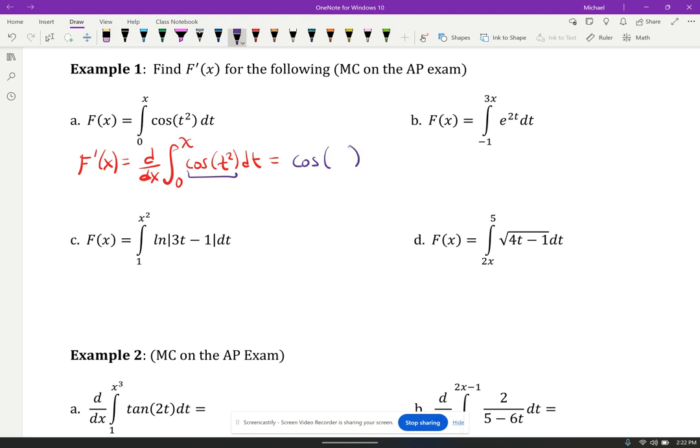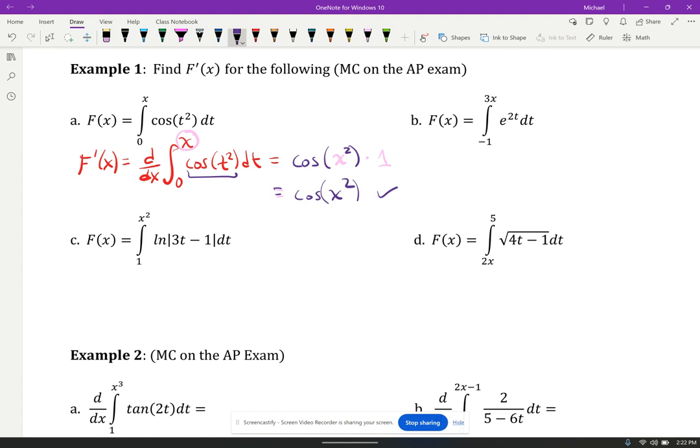and wherever I see a variable in my integrand, I'm going to substitute the upper limit and then multiply by the derivative of what I just substituted. So really, my final answer would be cosine x squared. This is my derivative. The derivative of this integral defined by the integral of cosine t squared dt from 0 to x is cosine x squared.